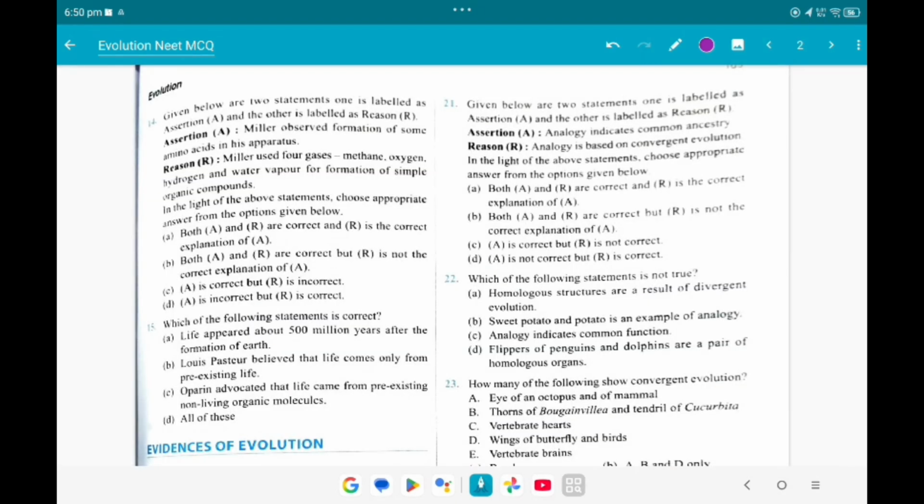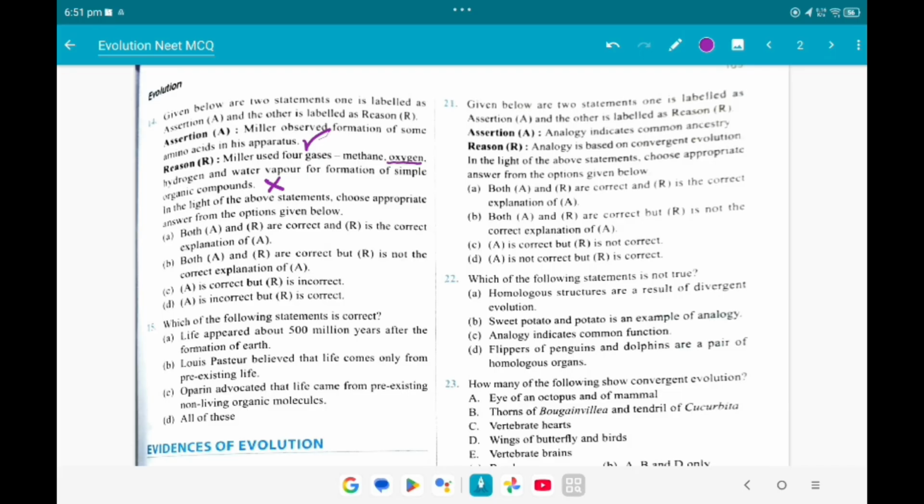Okay, now let's move to question number 14. Another assertion reasoning question. Assertion states Miller observed formation of some amino acids in his apparatus. This is absolutely correct. Once again, I would repeat that this statement is taken from the portion of evidences for chemical evolution, that is the experiment, and yes, indeed amino acids were formed. Miller used 4 gases, methane, oxygen, hydrogen and water vapor, for formation of simple organic compounds. This statement is incorrect. Why? Because you can see here oxygen is mentioned.